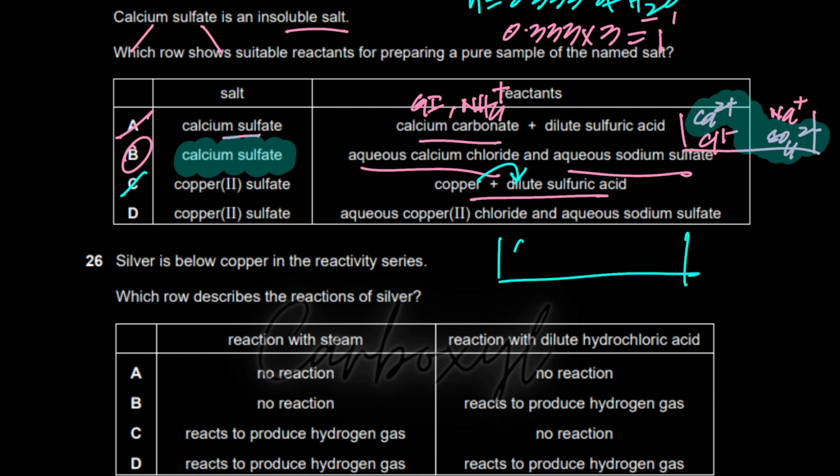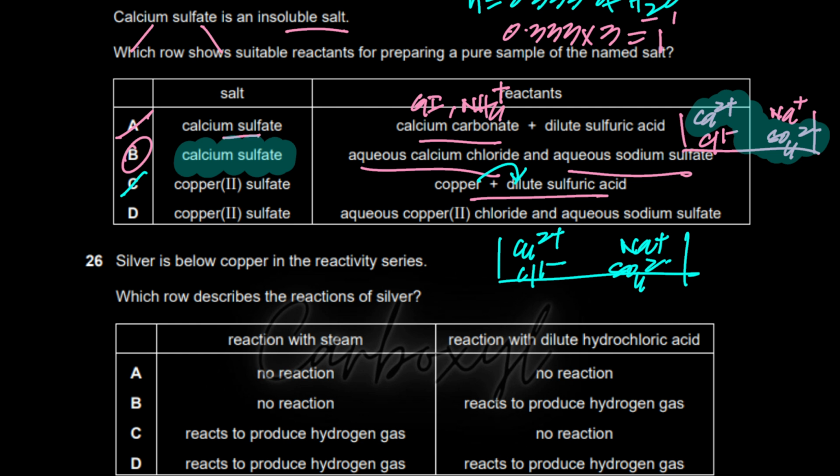If you have aqueous copper chloride, so you have copper 2+ ions and the chloride ions, and you have aqueous sodium sulfate, so you have the sodium ions and the sulfate ions, how do you plan on making copper sulfate? It's a soluble salt, so every time they come into contact with each other, they won't make a precipitate, right? They will just be soluble.